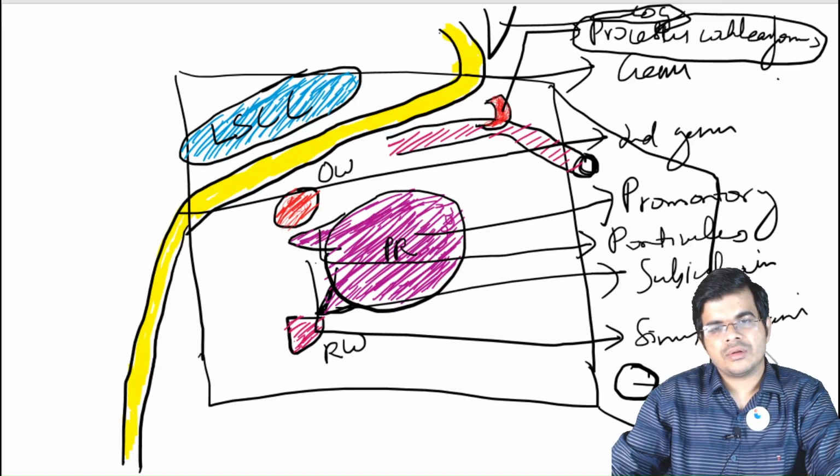And then what else do you have? There is one more opening which is seen laterally. This lateral opening is the anterior canaliculus, and this is also known as the canal of Huguier.